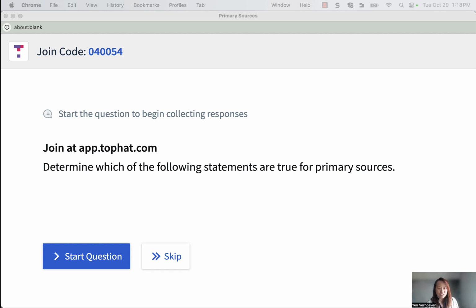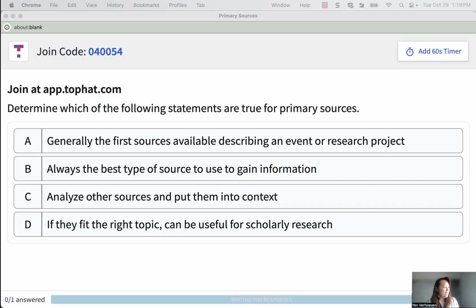Okay, so as you see in the slides, I want you to be able to do the slides, okay? So this is the question. Determine which of the following statements are true for primary sources. I'm going to start the question now. And as you can see, there's a join code up at the top. When you type that in, you should have access to this question, okay? So go ahead and answer it, everyone.